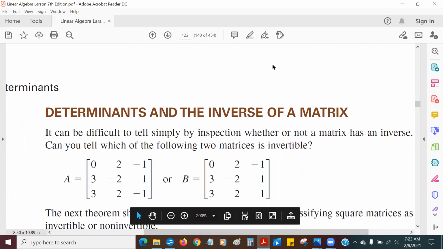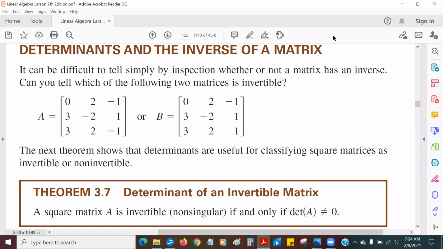So we're going to look at determinants and the inverse of a matrix. We just finished seeing how determinants of products mix. Now we're going to look at determinants of inverses, and all the interplay between determinants and inverses.